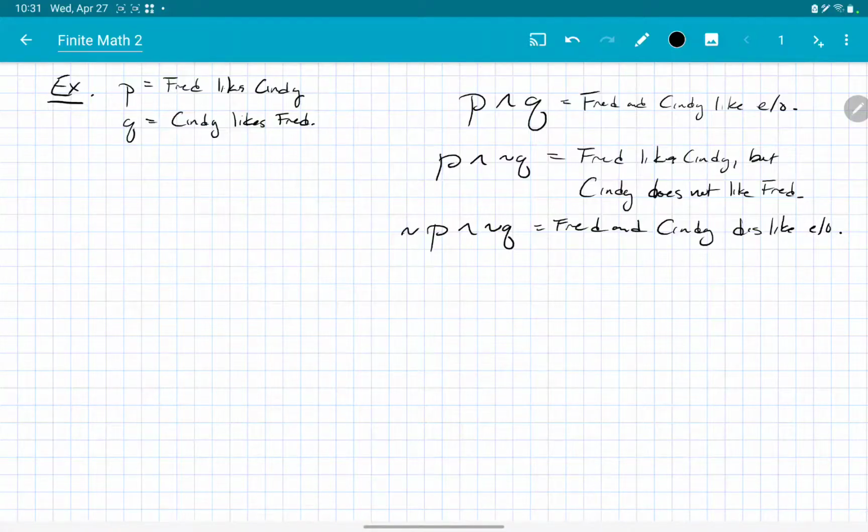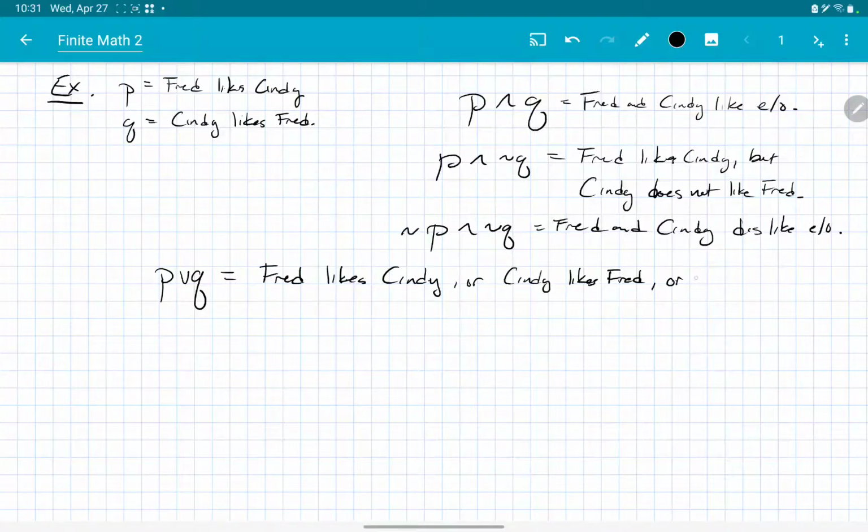Okay. And then the disjunction here is kind of odd. This would be Fred likes Cindy, or Cindy likes Fred, or they like each other, or both. Okay, logically that "or both" is there, but if you said a statement like Fred likes Cindy or Cindy likes Fred, you don't usually assume that they both like each other as a possible outcome, just by the way that we usually use or as an exclusive or, not an inclusive or. So if you want to be very sure, you mention that or both could possibly happen.